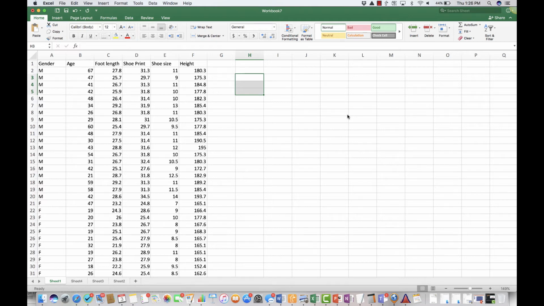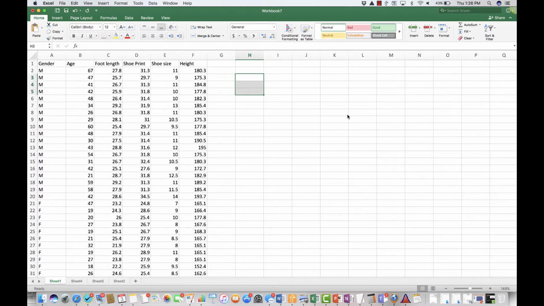This data set includes information about 40 individuals: their gender, age, how long their foot is, how long their shoe print is, their shoe size, and their height. All length measurements are done in centimeters, which is why they may look a little funny to you.